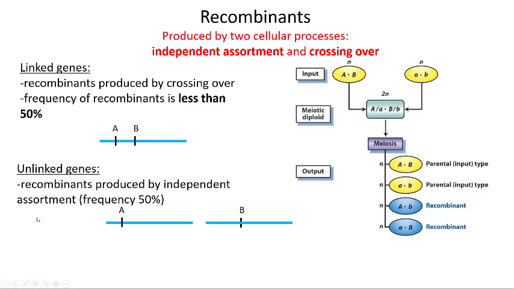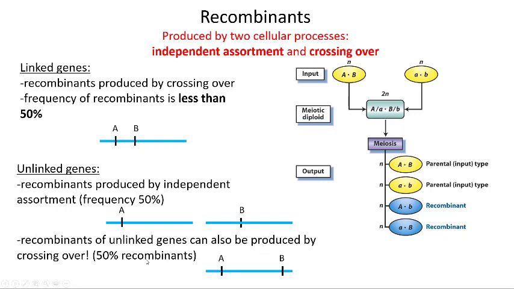When we look at unlinked genes, we expect all four of these F2 progeny types to be equally likely, and the frequency of recombinants should be 50%, since there are two of those four possibilities that are recombinant. The way this usually happens is because these two genes are on different chromosomes, and recombinants are then produced by independent assortment of chromosomes.